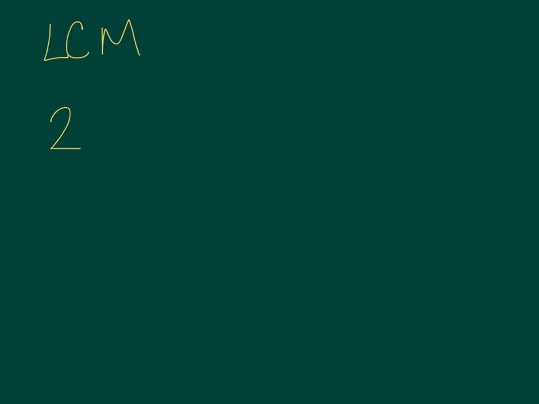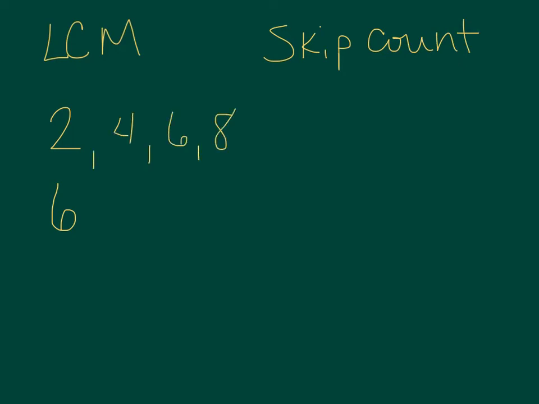The next concept deals with least common multiple. You want to find the least common multiple of 2 and 6. You simply have to skip count to figure this out. So if we wanted to skip count by 2, we go 2, 4, 6, 8, and we could continue on and on.